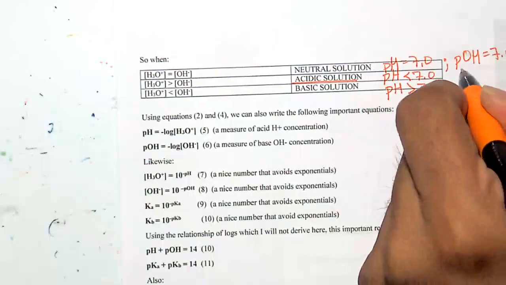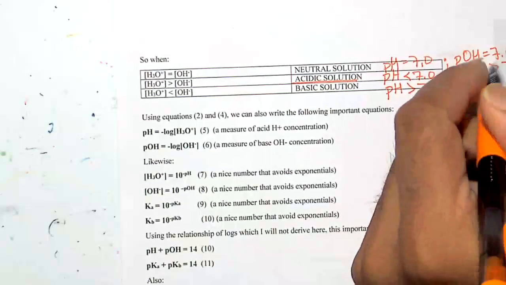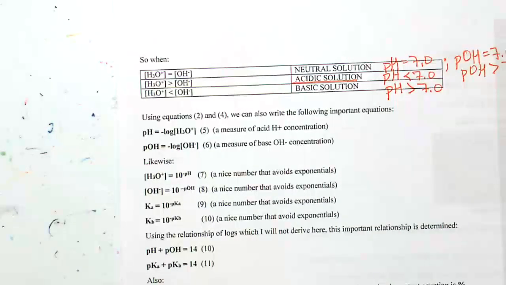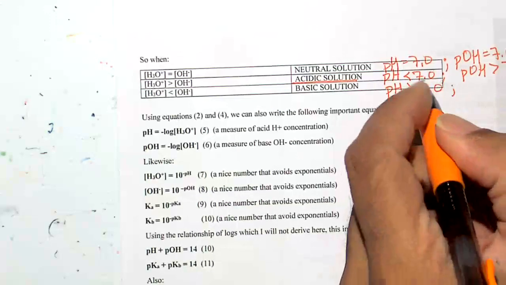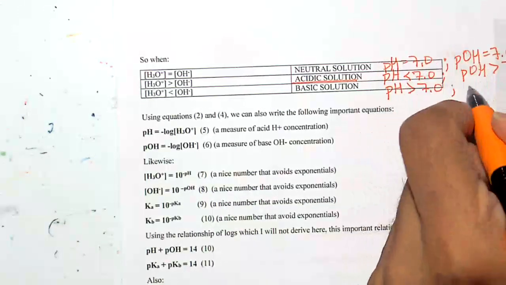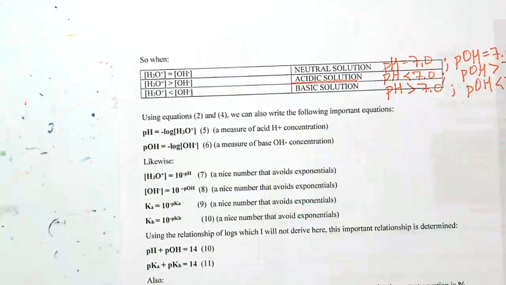In an acidic solution, the pH is less than 7 and the pOH would be greater than 7, whatever it takes so that the sum is equal to 14. And in a basic solution, if the pH is greater than 7, the pOH would be less than 7.